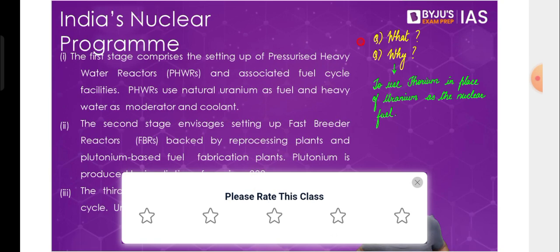And this is where scientists like Dr. Bhabha started proposing that India should start working towards nuclear fission, because they understood the value of nuclear fission, and that with so little quantity we can produce so much.